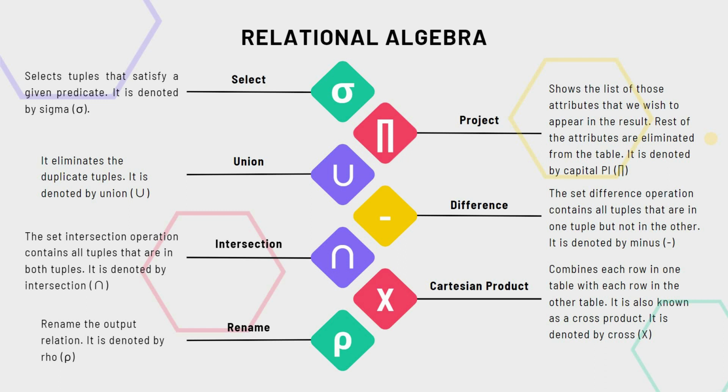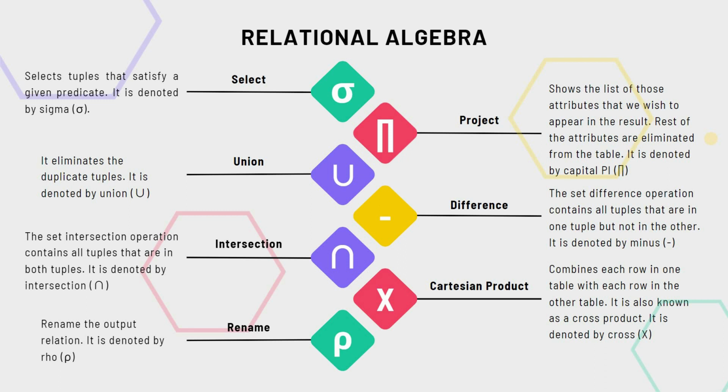As the name suggests, the select operator is used to select attributes to perform various operations on. It is denoted by sigma. Project is used to show the attributes as needed and eliminate the rest. It is denoted by a capital Pi.